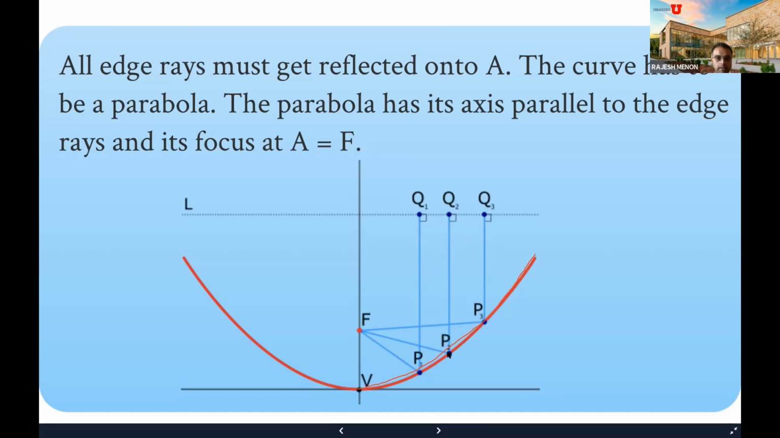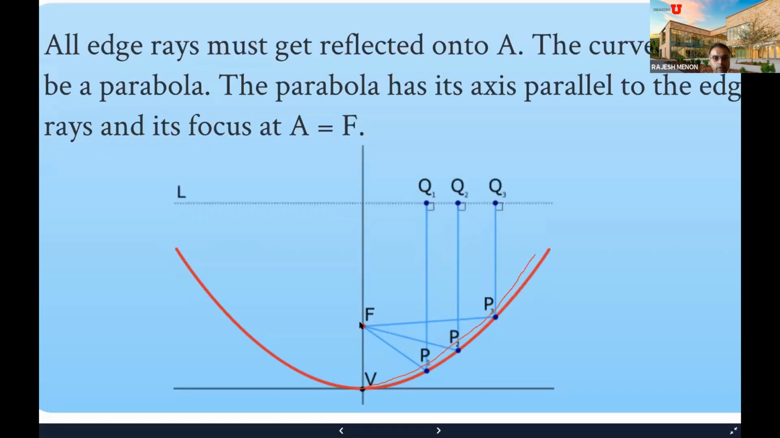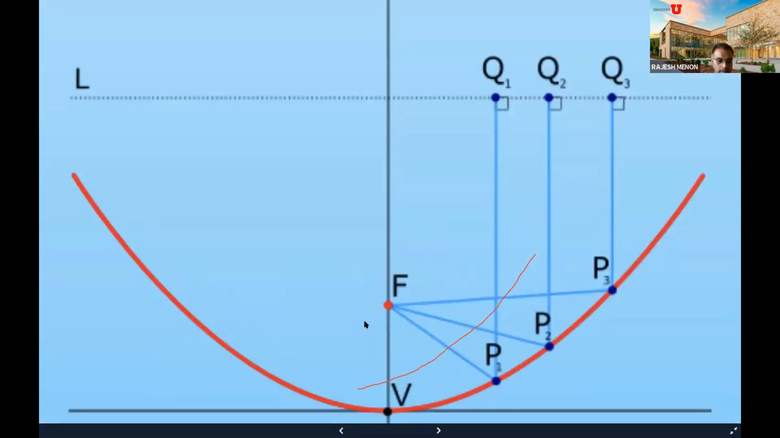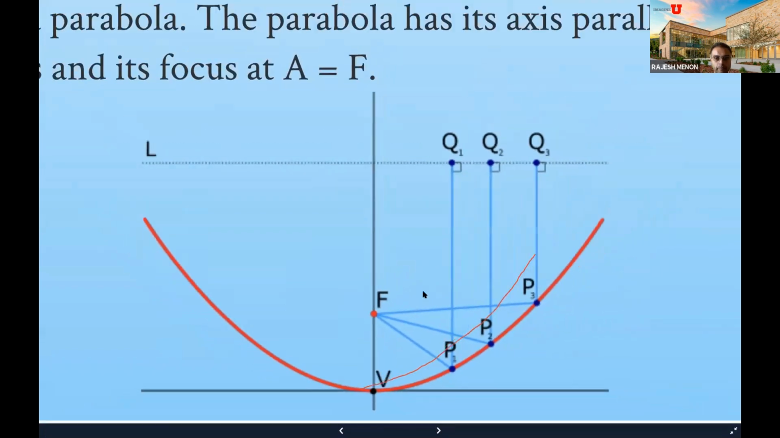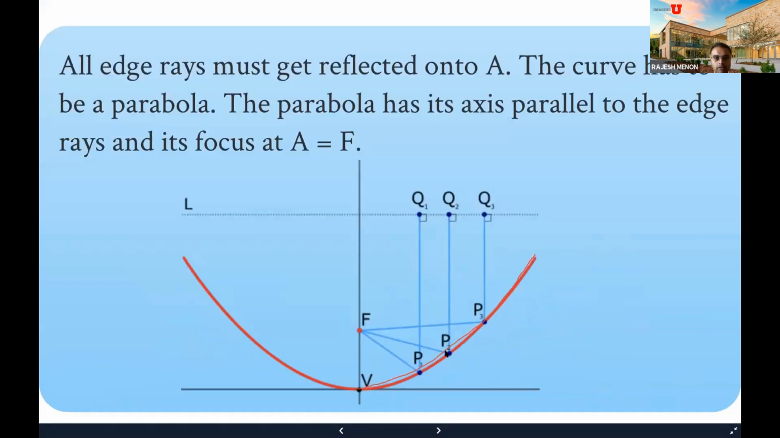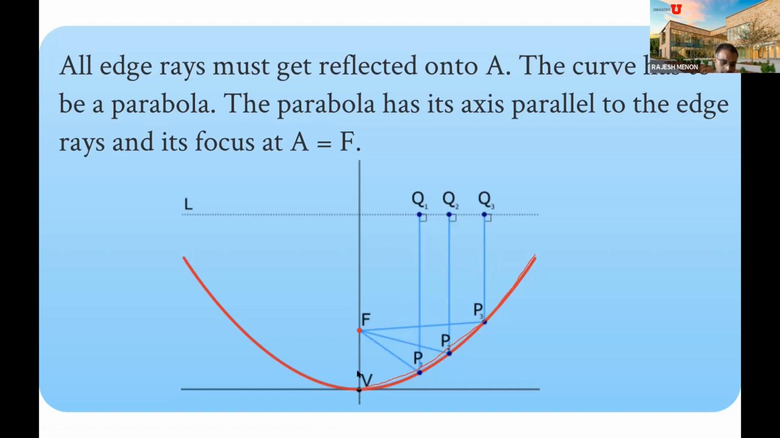So again, imagine this was rotated on its side. It's the exact same picture as before. I have a ray Q3, P3 here, gets reflected to F, which was my old A. And any other edge ray Q2, P2 goes to F, Q1, P1 goes to F. Now, FV is now my receiver. That was my AB.